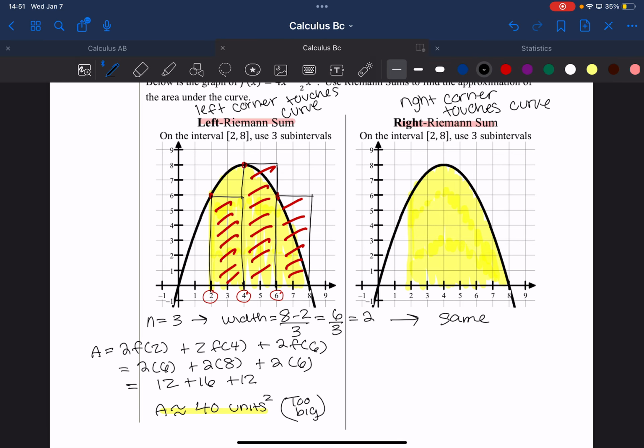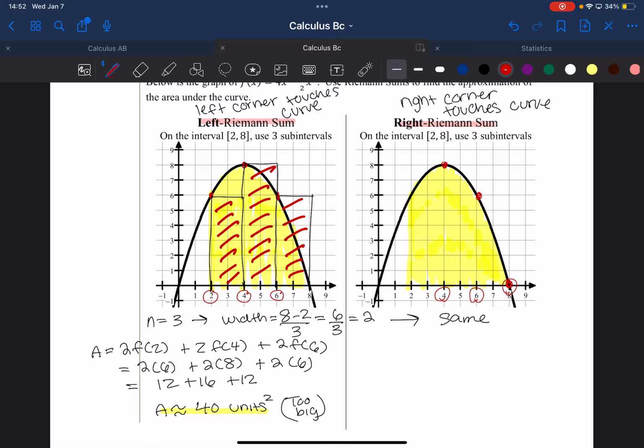Okay, so on the right Riemann sum, that means the right corner is going to touch the curve. So instead of looking at the left side of the interval, we're now going to look at the right side of the interval, which means we are going to include 8 this time. Since this is still a width of 2, I'm also going to choose 6, and I'm going to choose 4. Notice I'm only choosing 3 because we only need to find 3 subintervals. I don't need to continue and then choose 2 and then 0. Then from those values, I'm going to plot those points on the curve. Notice that 8 is right there on the x-axis.